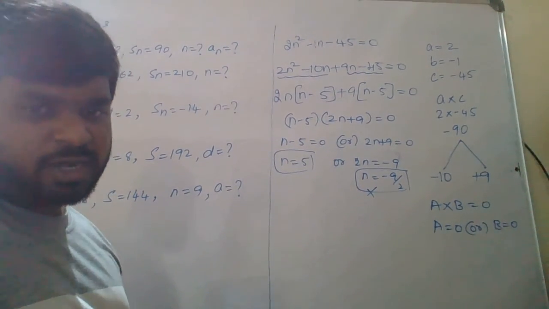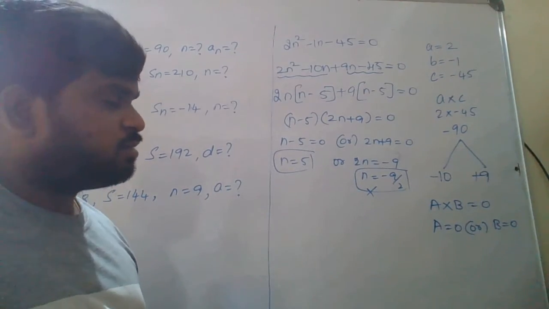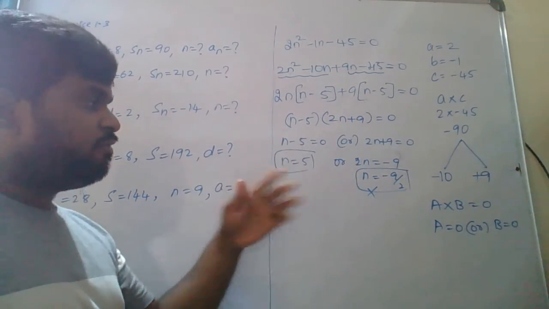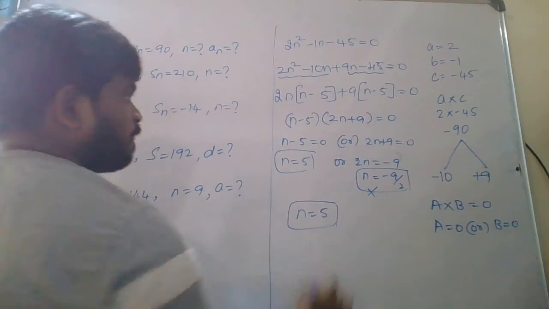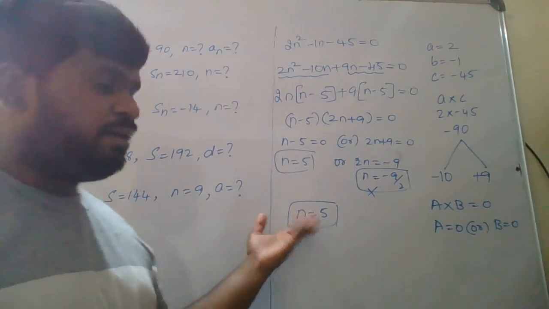n is the number of terms, right? You cannot have negative terms. That is not at all defined. So we cannot take this. So the correct value of n is 5. So how many terms should we add to get 95 terms?